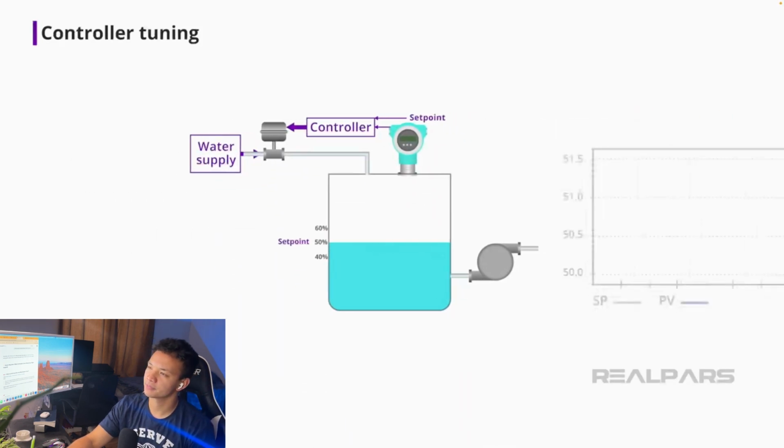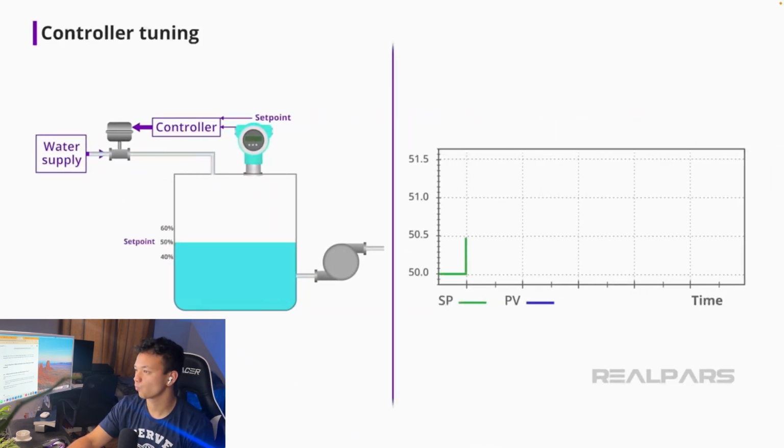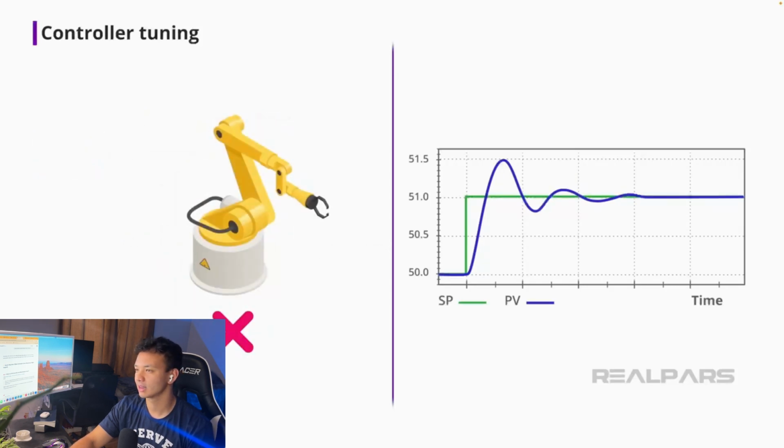For example, after the controller has been tuned, a set point bump of 1% in a tank level control produces a quarter wave damped response. Of course, this type of quarter wave damped response may be suitable in a tank level process, but could be disastrous in a motion control process.